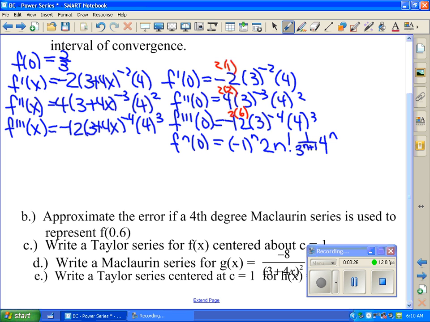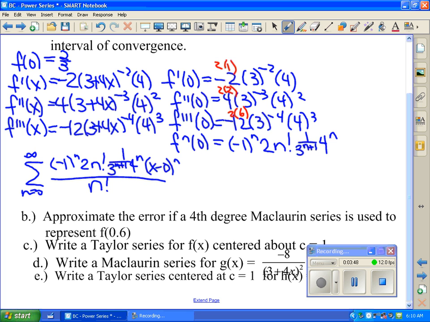So our Taylor series definition for this would be the summation n equals 0 to infinity of our nth derivative, so negative 1 to the n, 2 n factorial, 1 over 3 to the n plus 1, 4 to the n, times an exponent, (x minus 0) to the n, because it's centered at 0, all over n factorial. Now I'm going to simplify this a little bit. The n factorials cancel out, so we can also write this as the summation n equals 0 to infinity of negative 1 to the n, 2 times 4 to the n, x to the n, all over 3 to the n plus 1.